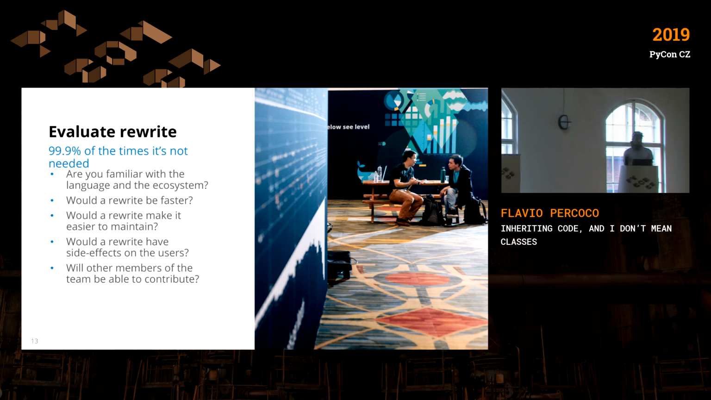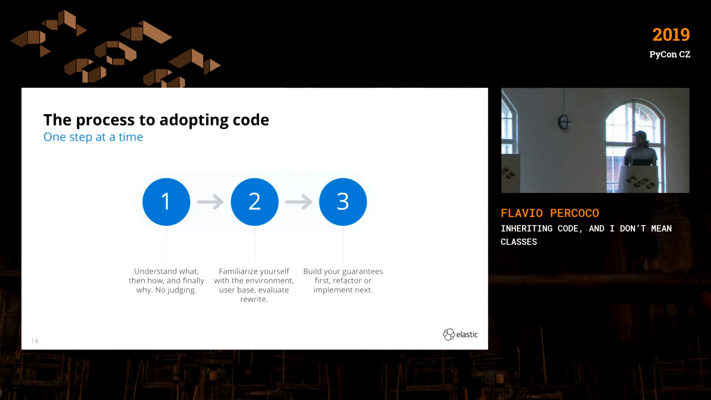Another thing would be, will other members of the team be able to contribute if I rewrite the software? So if most of the people in the team are Ruby developers and you're the only Python one and you end up rewriting the whole thing in Python, then you might be the only one that is going to be able to touch that code base, which is not necessarily the best thing. So the third thing would be building your guarantees first and then refactor or implement.